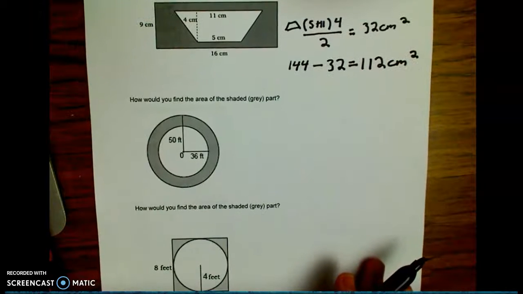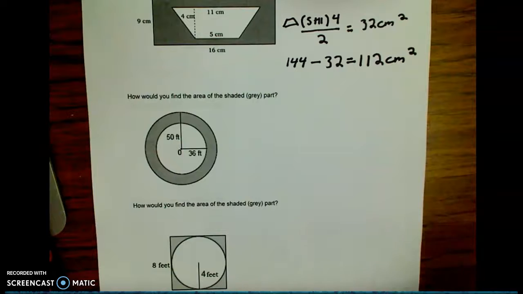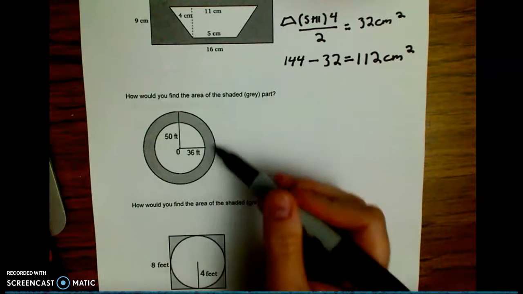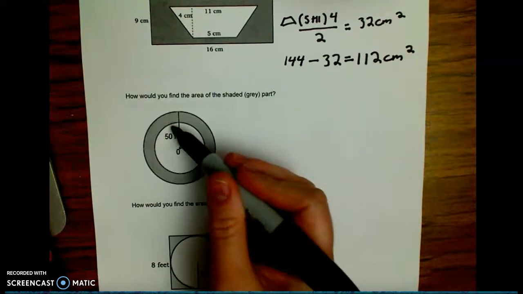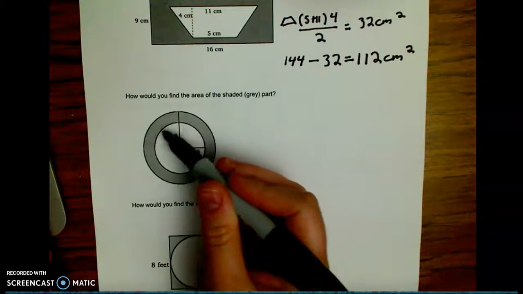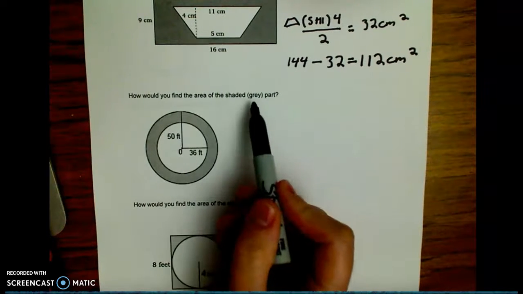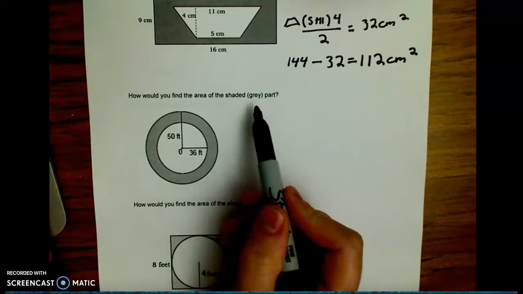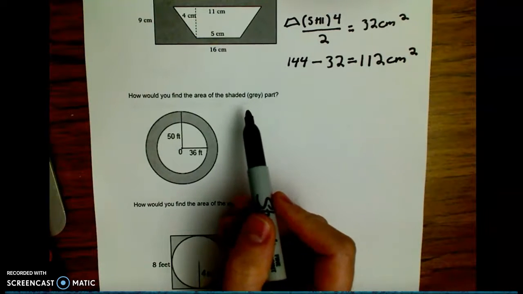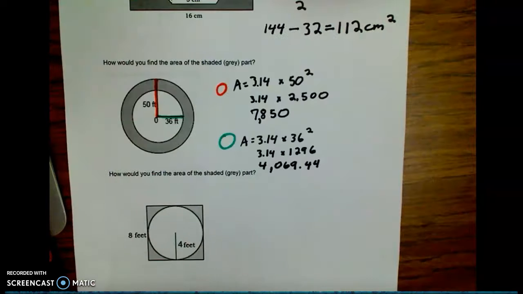Here we have another example. I have a circle, and then I have another circle inside that has been cut out. I only want the area of the gray part. Try it on your own. Pause the video. For these two circles, I wanted to take extra special care, since they're both circles, that I didn't get them mixed up.